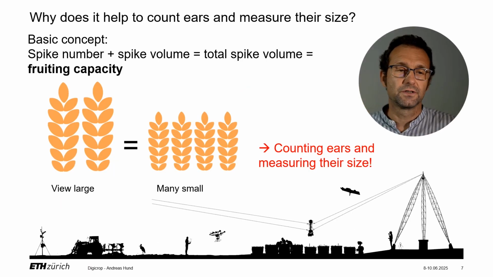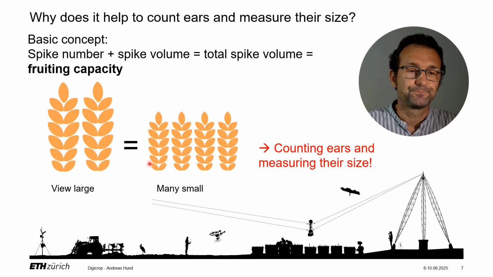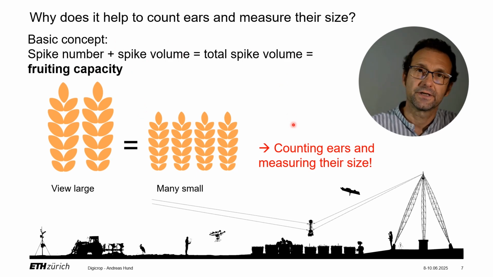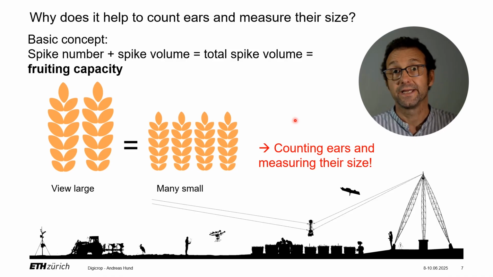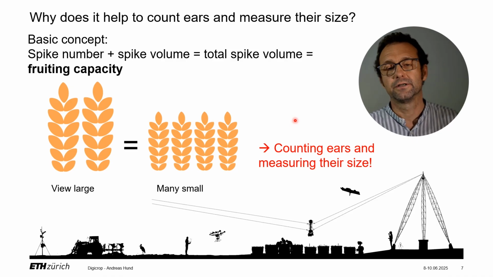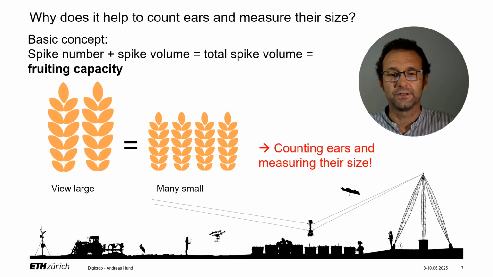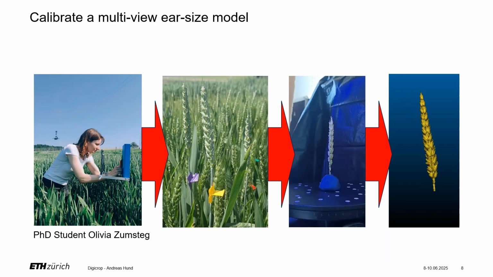So fruiting capacity, what is it? It is actually the spike numbers and their volume, which gives then the total spike volume in a crop or in a canopy at anthesis, for example. So this is what we term fruiting capacity. So what we need to do is count ears and measure the size, or count spikes and measure the size. So this is work in progress at the moment.